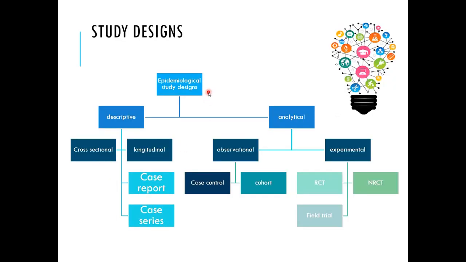As I have already told you, epidemiological study designs are divided into descriptive and analytical. Descriptive study designs are further divided into case report, case series, and cross-sectional. If you are conducting a cross-sectional survey for a long period of time, it is known as a longitudinal study. Analytical study is further divided into observational and experimental. Observational studies are basically case control, in which you take cases, compare them with controls, and retrospectively go back in time and ask about the exposure.